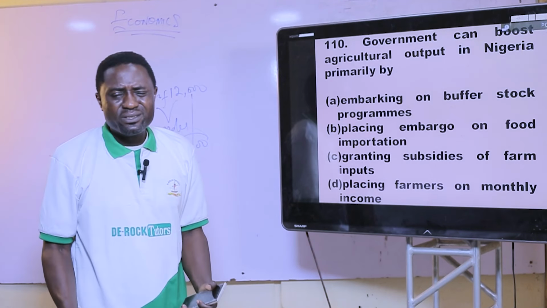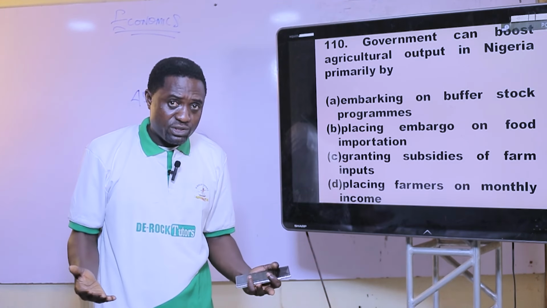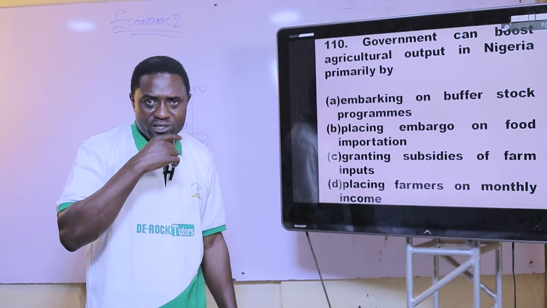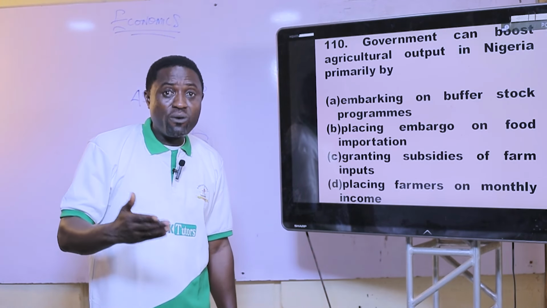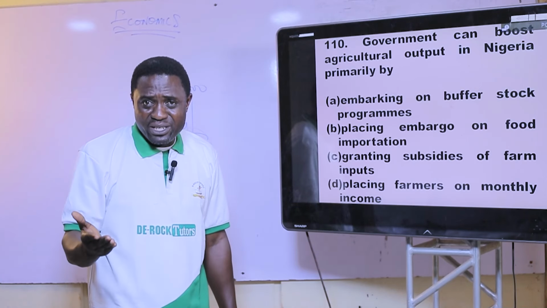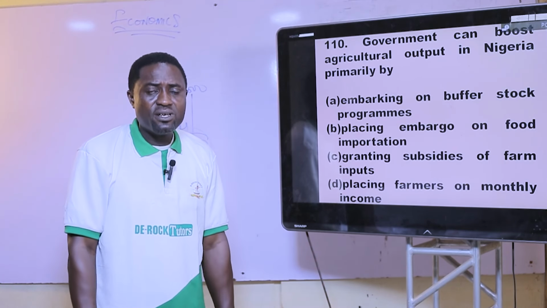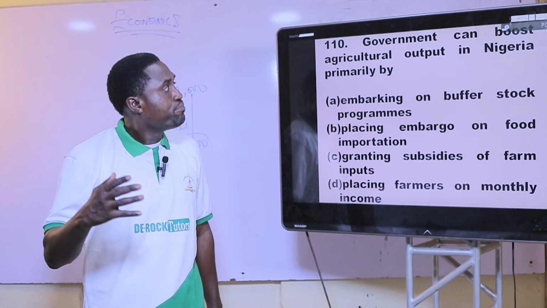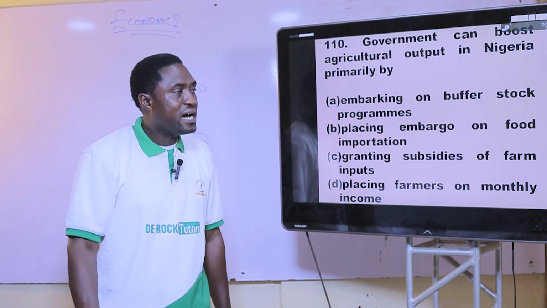Like I told you, they can boost agricultural products by granting subsidies. What are the subsidies? They can be in the form of fertilizers, seed, or machinery. They can support these farmers so that at the end of the day, it's going to boost agricultural output.